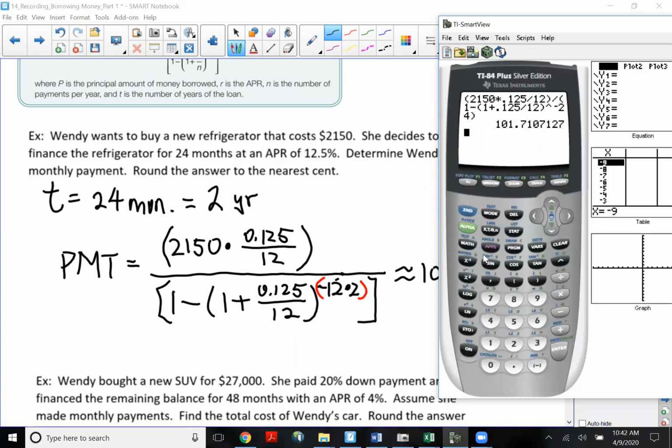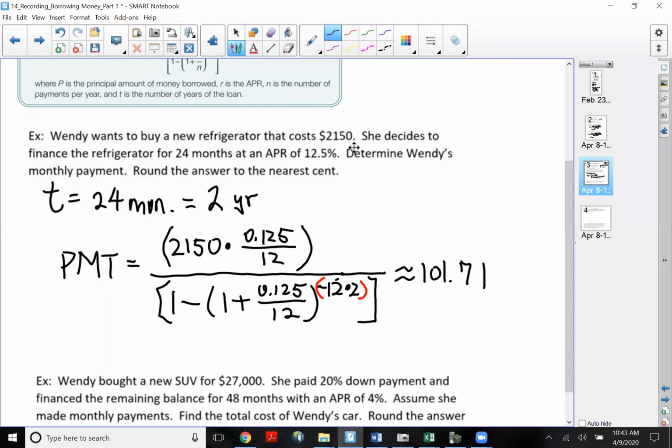All right, so let me show you, okay? I'm going to go to the very end right here. After I press the caret key, if I want to type in negative 12 times 2, I just open another parenthesis, negative 12 times 2, and close the parenthesis for the exponents. Without it, the calculator will only raise to the negative 12 power, not negative 24. So I close the parenthesis for the exponent, then I close the brackets. Okay, I get the same answer, 101.71.